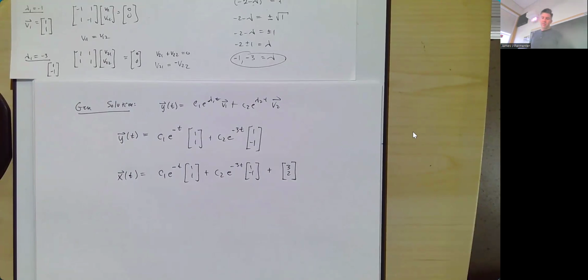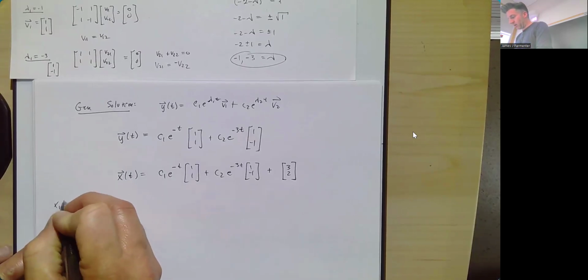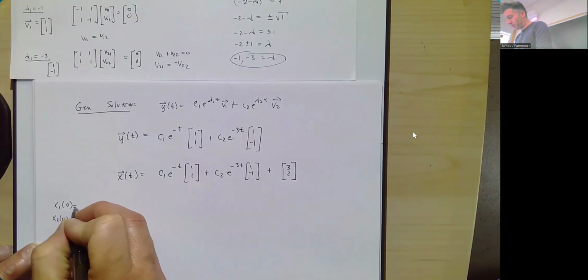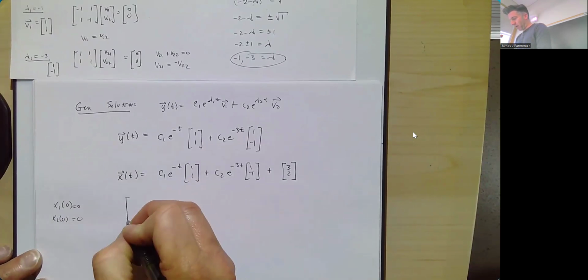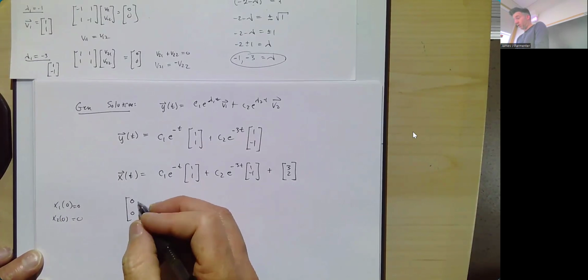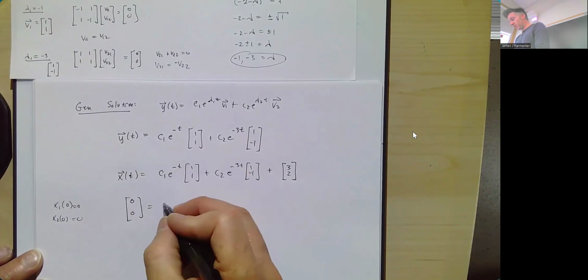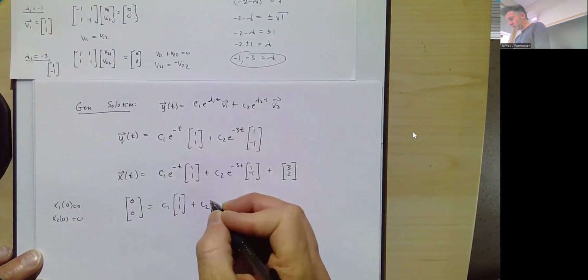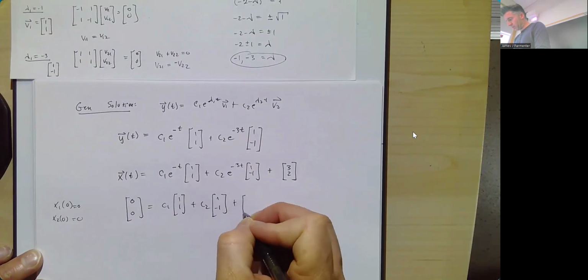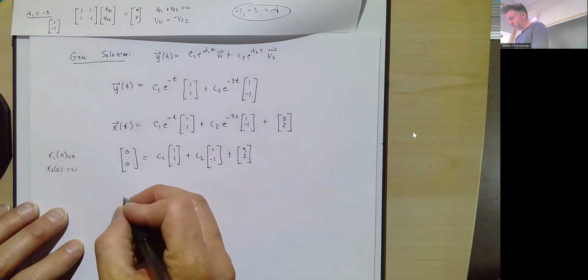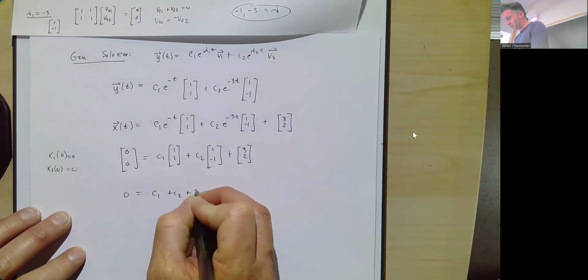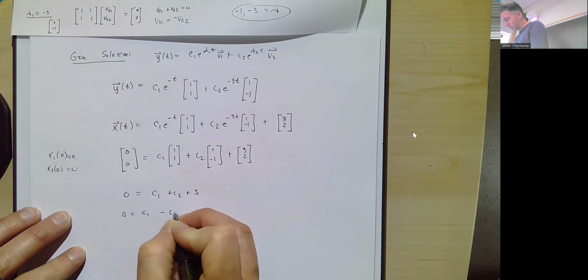And then whoever wrote this didn't finish their work. We have to find C1 and C2, because we were given initial conditions. We were told that x1 of 0 and x2 of 0 were both 0. So then we can plug in 0 for everything. Specifically, we're going to have x1 of 0, x2 of 0, which are both equal to 0, equal to c1e to the 0 times 1, 1, plus c2e to the 0 times 1, -1, plus 3, 2. And then we can solve for c1 and c2, which is never my favorite thing to do, but we can do it. So we got 0 equal to c1 plus c2 plus 3, and 0 equal to c1 minus c2 plus 2.